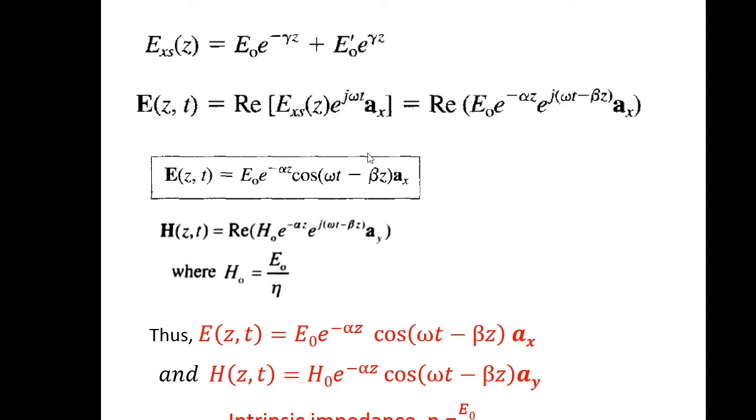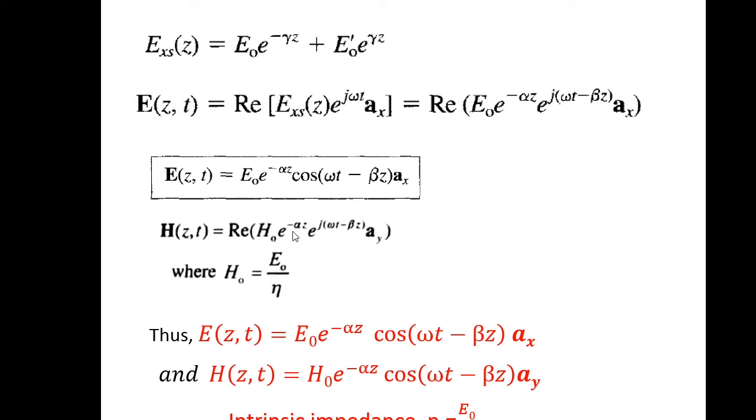So you write E0 e raised to minus alpha z into cos(omega t minus beta z), because here it is alpha; what you write is minus alpha minus j beta. So like that you write the E component as E0 e raised to minus alpha z into cos(omega t minus beta z). This means that the wave is traveling in positive z direction and the electric field is in x direction. Similarly, you can also get the equation for magnetic field vector like this.